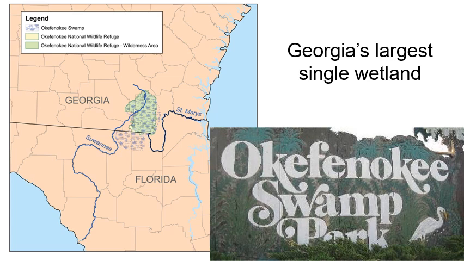Now, Georgia, we have wetlands in Georgia because there are wetlands in all 50 states. We have one very large, significant wetland, and the largest one here in Georgia is called the Okefenokee Swamp. It's down in South Georgia on the Georgia-Florida border.